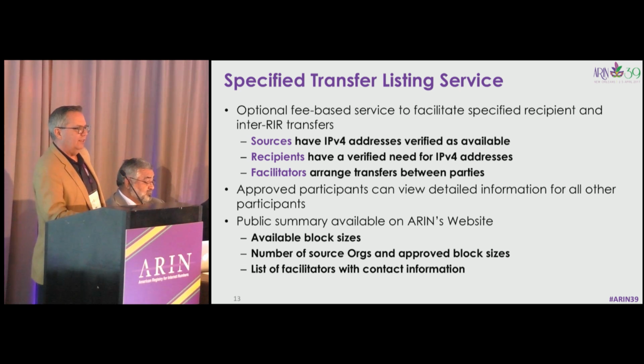The people that are on that list can see the details of the list. And there's also a public summary that's available for anybody else, but it won't have all those details on there. It'll just show the block sizes, the number of source organizations with their approved block sizes, and the list of facilitators with contact information.